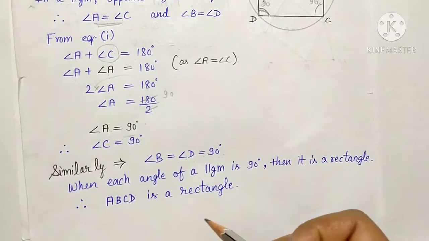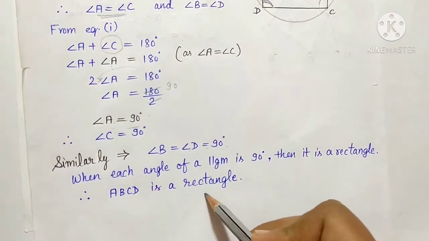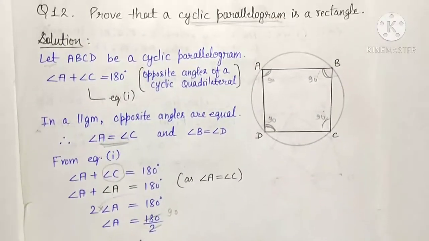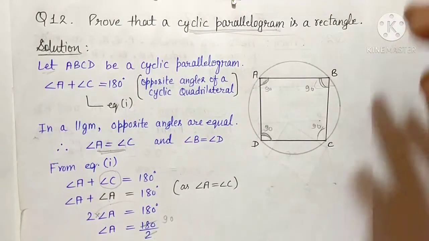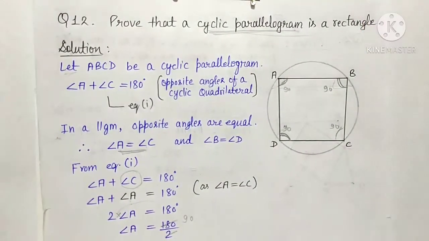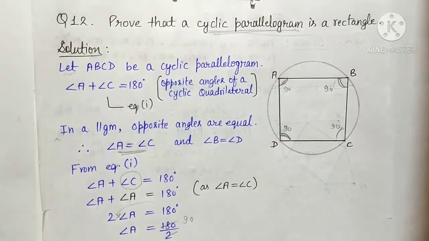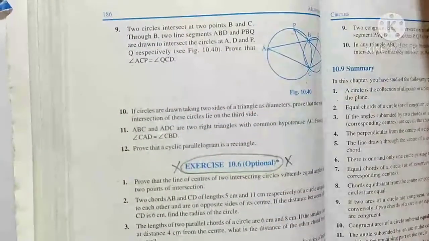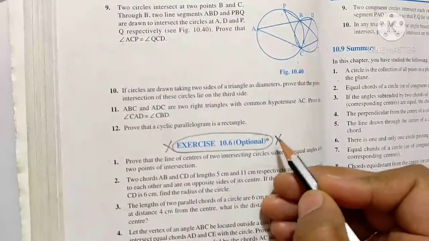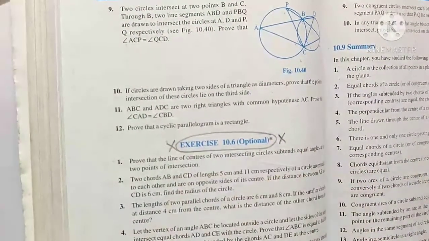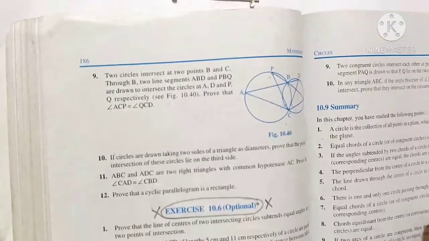Therefore this cyclic parallelogram ABCD is a rectangle. In this way we have proved our question number 12 also. So here we have completed our exercise 10.5, and in this way we have completed our chapter also, because exercise 10.6, if you look at it, is optional. So just cut this exercise because it will also not come in the exam. So here we have completed our chapter Circles.